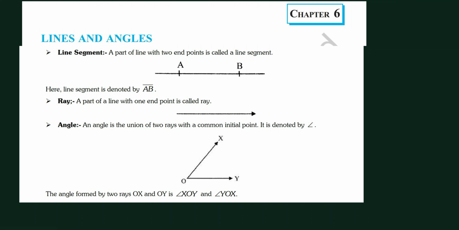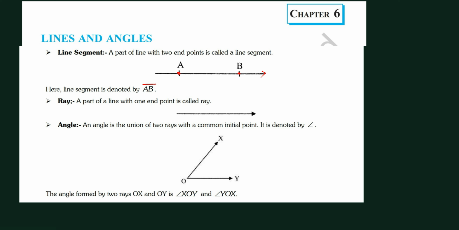Lines and angles. A line segment means a part of a line with two endpoints. Here we have a line, and it has two endpoints. If a line has ends on both sides, that is what we call a line segment. We indicate a line segment with AB with a bar on top.